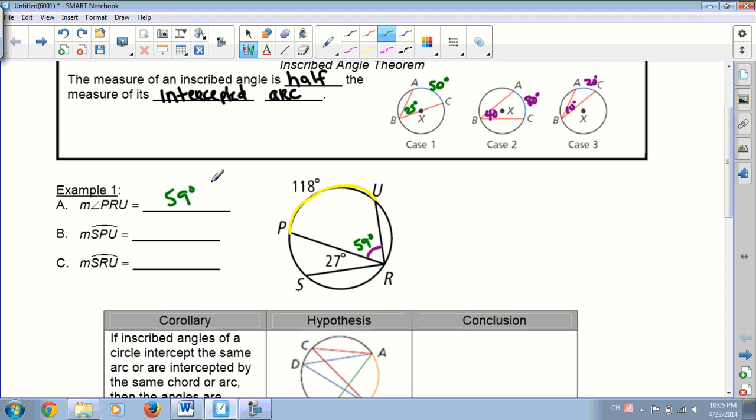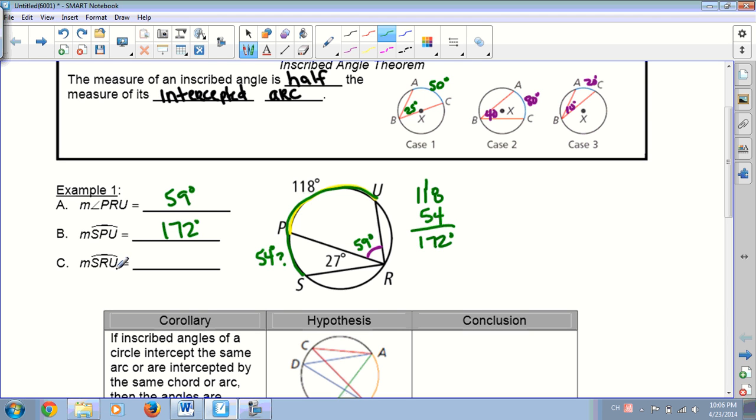Half of 118 is 59 degrees. Okay? And vice versa, if we know the arc SPU, well, we need this whole thing. So right now we're looking for what this arc is. Well, the arc is double whatever the inscribed angle is. So if the inscribed angle is 27, double that would make this 54 degrees. So to find whatever S to P to U is, we would need to add 118 together with the 54, and we would get 172 degrees.